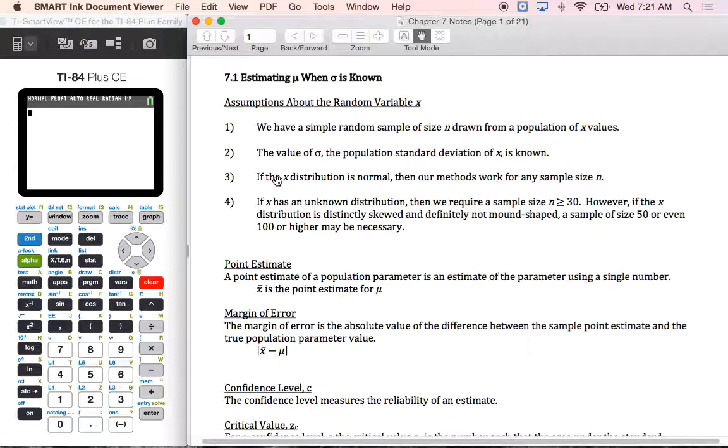Now, going through these, there are a bunch of definitions to know before we can go on. First off, we have a point estimate. A point estimate of a population parameter is an estimate of the parameter using a single number. So x bar, our sample mean, is a point estimate for mu, our population mean. So that sample is an estimate for the population. Your margin of error is the absolute value of the difference between the sample point estimate and the true population parameter value. So that's how much difference there is between your sample number and your actual number.